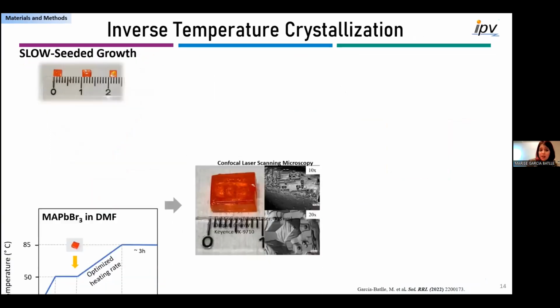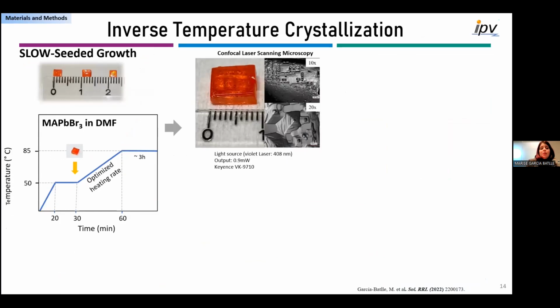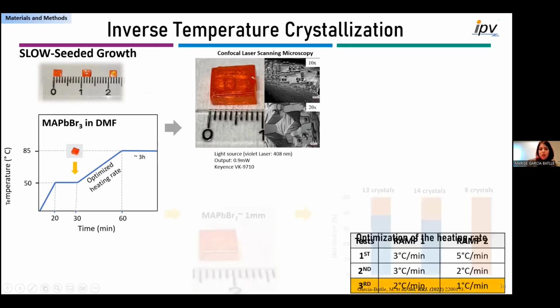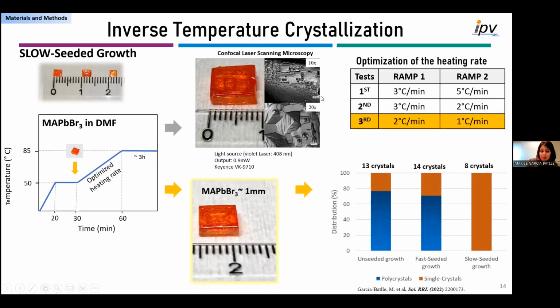So we started thinking about what to change, and we ended with slow seeded growth, using seeds during the crystallization process. But of course, we needed to optimize this in order to obtain a smooth surface, because as you can see here, the surface was quite rough. So we again optimized the heating rate, we played with different heating rates, and at the end we found the optimized method and we grew high quality single crystals.